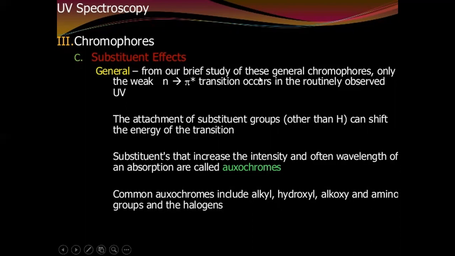The substituents that increase the intensity and often the wavelength of absorption are oxochromes. See, the wavelength is affected by some other group, that is the oxochrome. Oxochromes include alkyl, hydroxyl, alkoxy, amino and halogen groups. When these groups are attached as substituents, they change the absorption of the chromophore. The group which influences the chromophore is the oxochrome. I think you have understood clearly about the oxochrome and the chromophore.